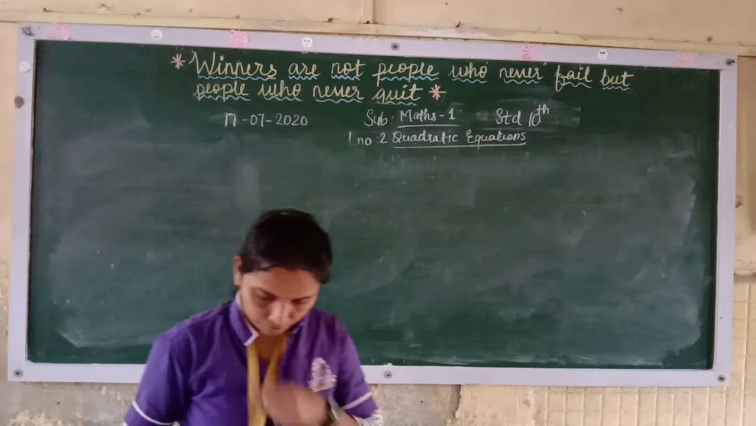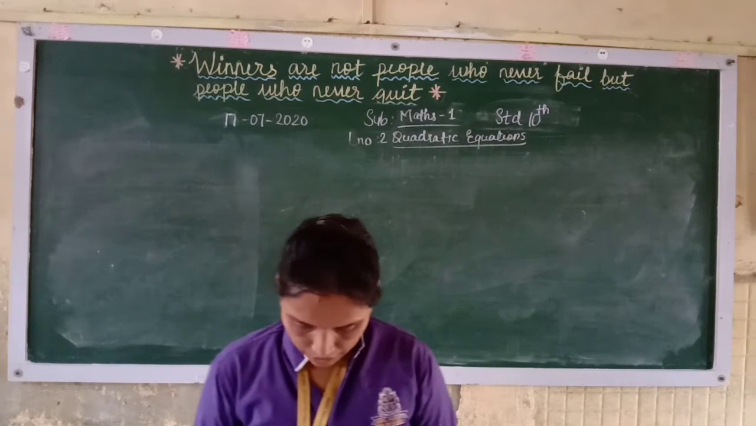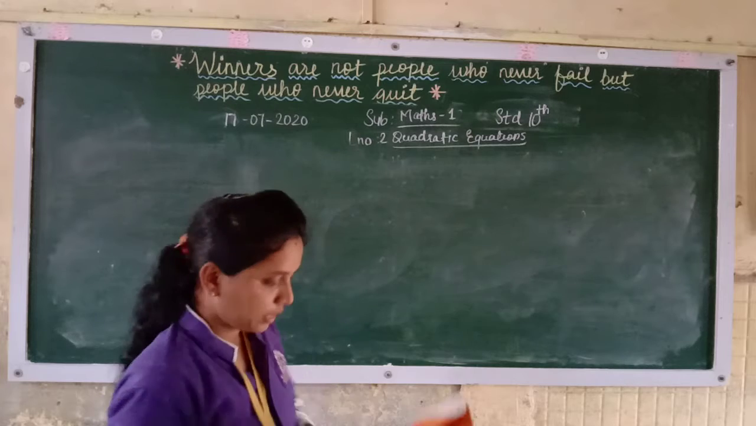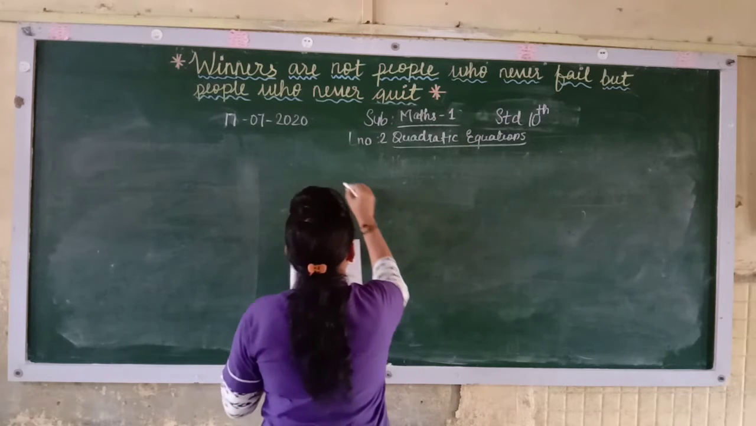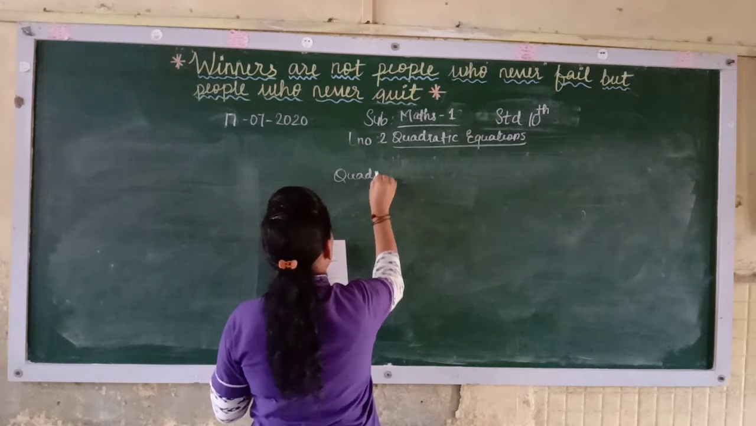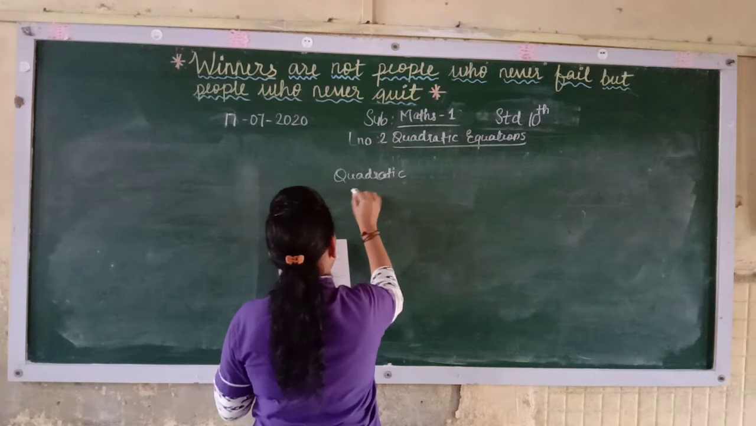Now there is a table given over there to complete the following activity. Now they have given a quadratic equation.